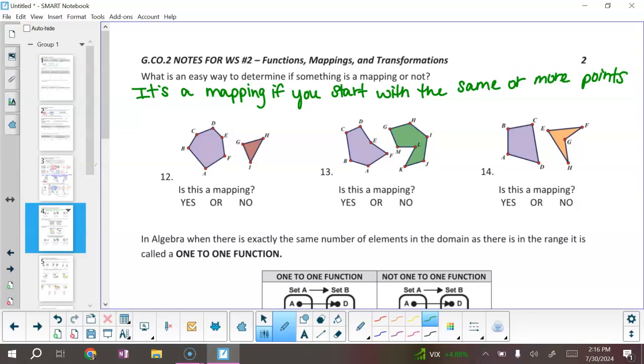I want you to look at 12, 13, and 14 here by yourself. And again, this should not take you more than 30 seconds to circle yes or no using what we just talked about there.